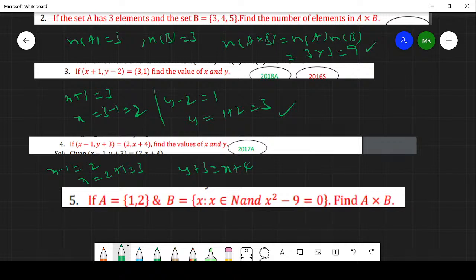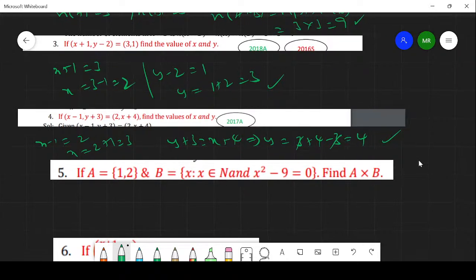Be careful, this is x plus 4. That means after finding x, you should use it here in x plus 4. So I can write y is equal to, what is the x value? The x value is 3, so 3 plus 4, and transferring 3 to that side as minus 3, you will get y is equal to 4. So x is equal to 3, y is equal to 4.